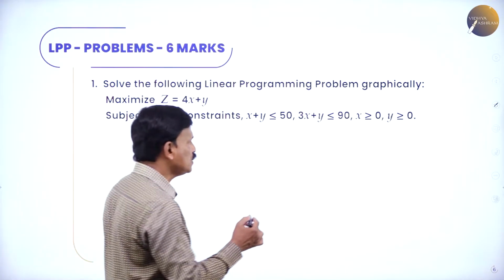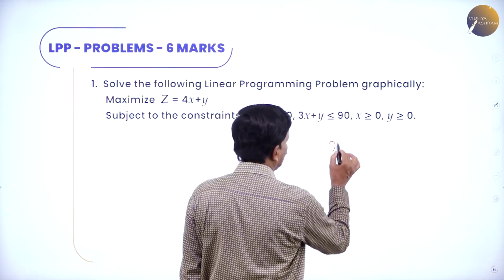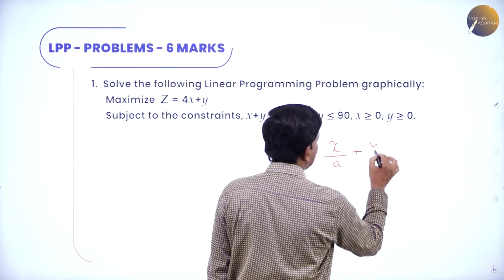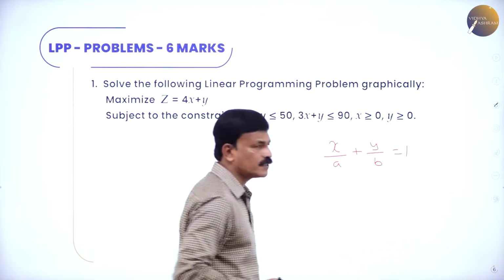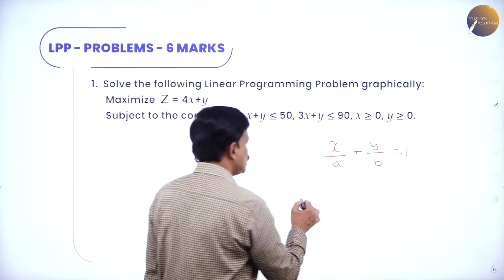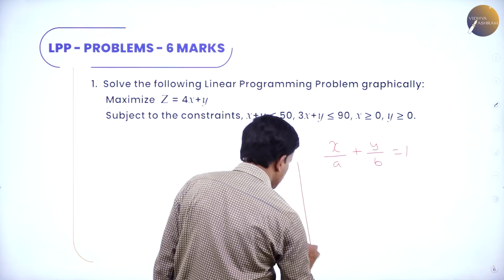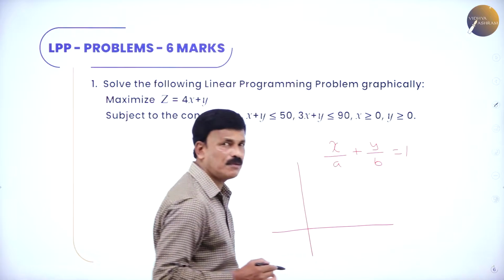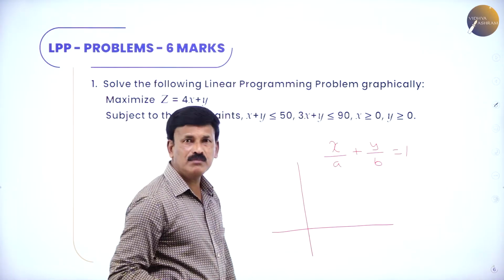Now usually you might have studied the equation of a line in the form x by a plus y by b is equal to 1. This is nothing but the intercept form of a straight line. What is the x-intercept? a is the x-intercept, and b is the y-intercept.